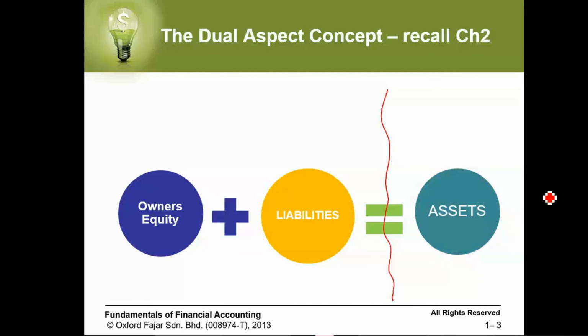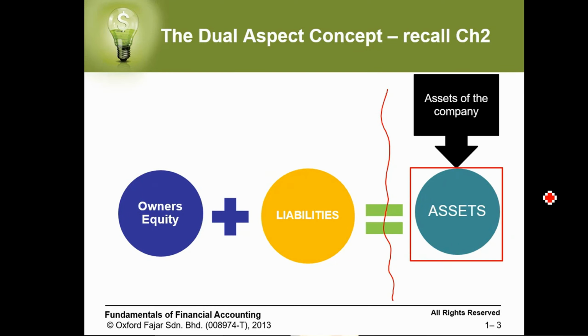If you remember in the previous class, we talked about the dual aspect concept, and we said in accounting we have two aspects. We have assets and we have claims against assets. Assets are what the company owns. Liabilities, what the company owes to others. Owner's equity, what the company owes to the owner.